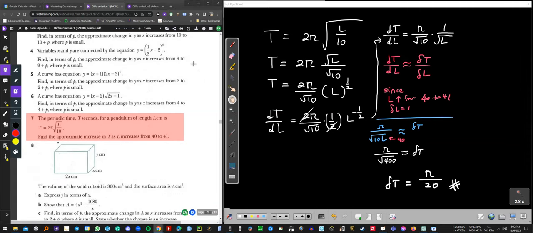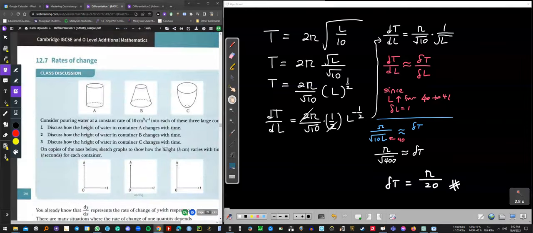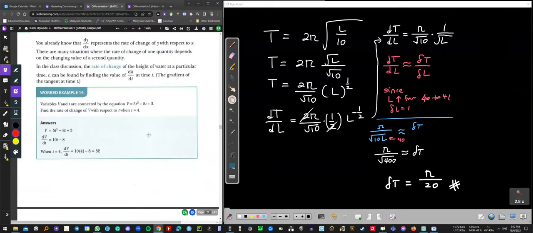Okay, jom kita move on kepada the next syllabus, rate of change. Boleh terima lagi? Okay.